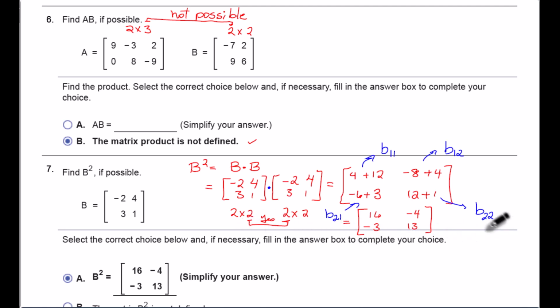All right, and finally B22, let's see, second row, second column. 3 times 4 is 12 plus 1, and yes, we do get 13.